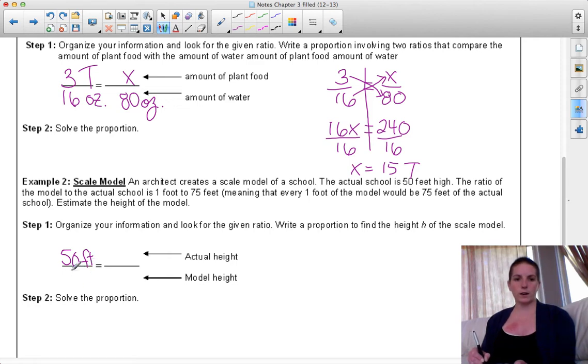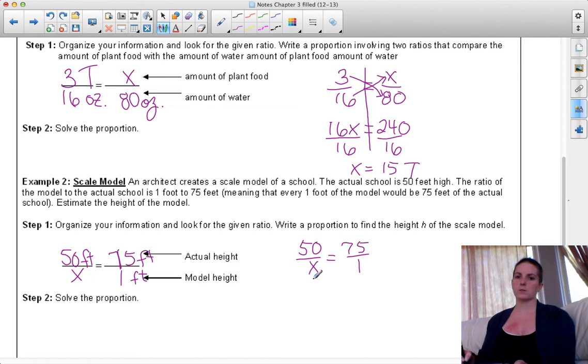And we want to know how high that's going to be. And we're going to use the scale that 75 actual feet are going to be represented by 1 foot on the model, so that my proportion is 50 over x equals 75 over 1. Notice that this x is in the denominator.